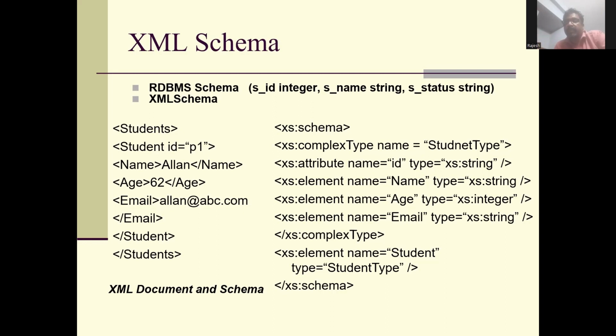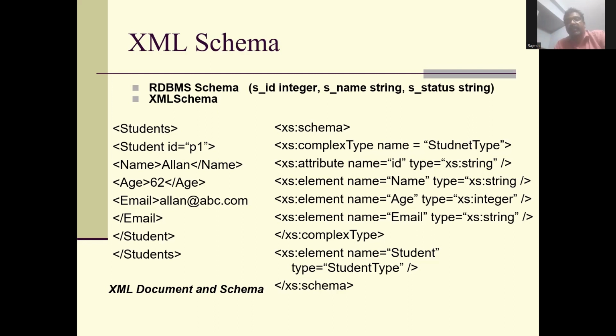The name element of the XML document should contain only the string data type. For that purpose, in the XML schema we write the code xs colon attribute. ID is an attribute for the student element. For a normal element, we have to mention xs colon element. If it is an attribute, we have to mention what type of value should be stored in that particular one, using xs colon attribute.